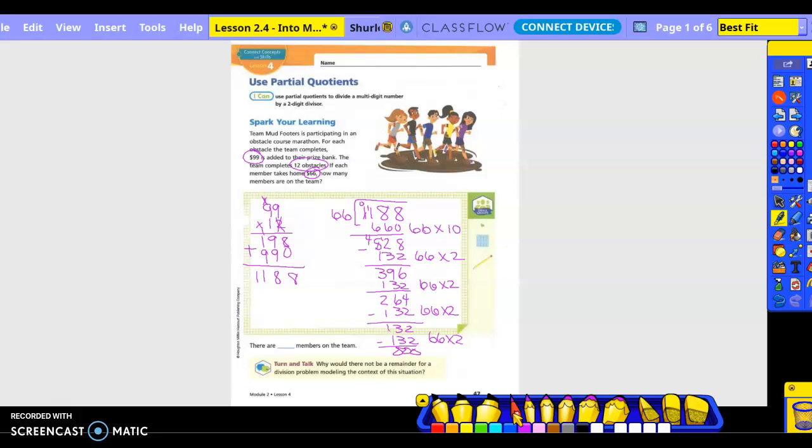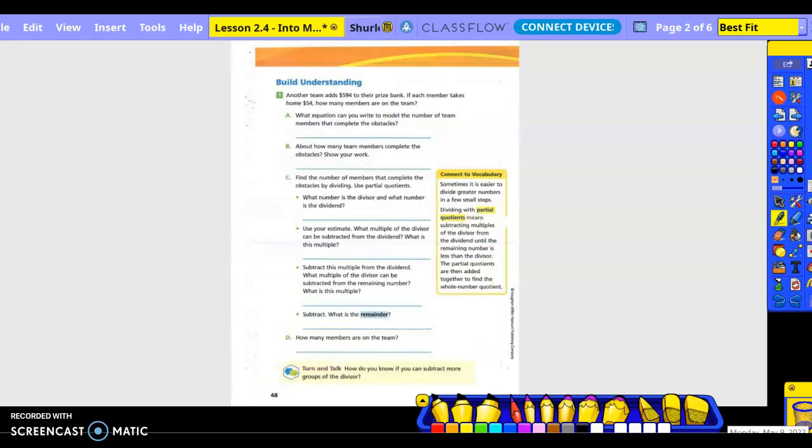Okay, now what do I need to do? I'm going to put a box around these and add them all up. So 10 plus 2, plus 2, plus 2, plus 2 is... So there's how many team members? 18. So let's see number 1.